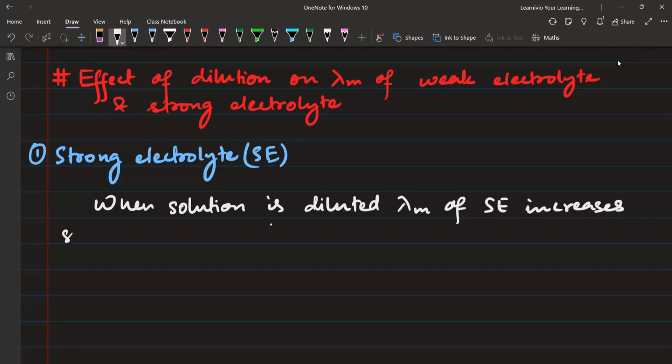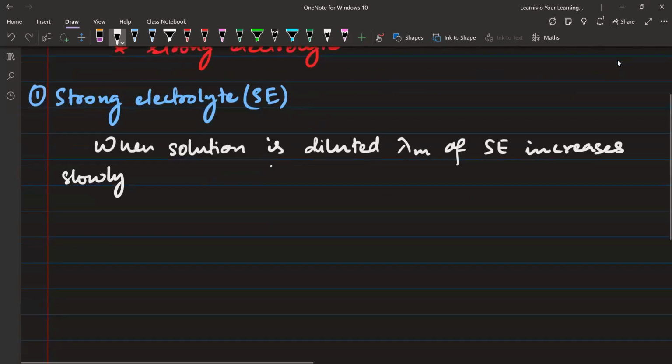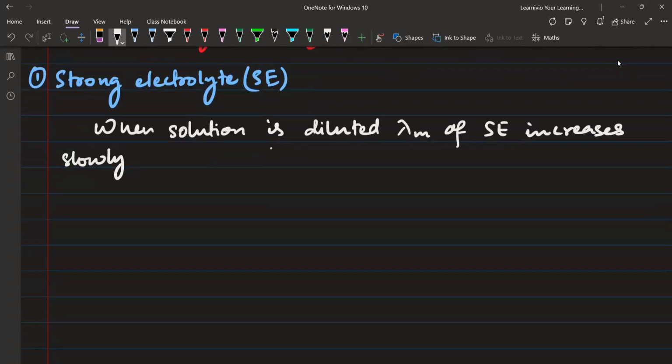Increases slowly. Why does it increase slowly? Because it has almost been completely dissociated. And when something is almost dissociated, if you are going to dilute it, its dissociation will happen, but that dissociation will not be too large. It will be very small, and that small increase in dissociation is going to correspond to the small increase in the lambda m.